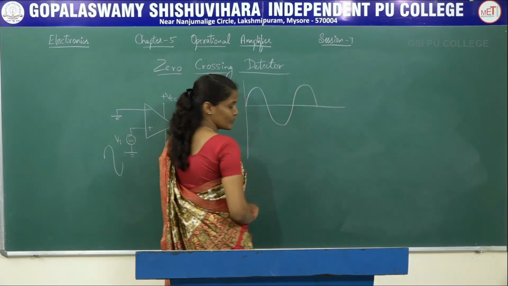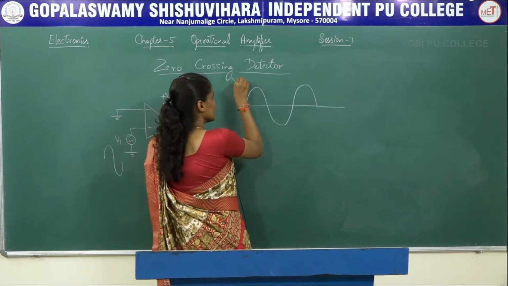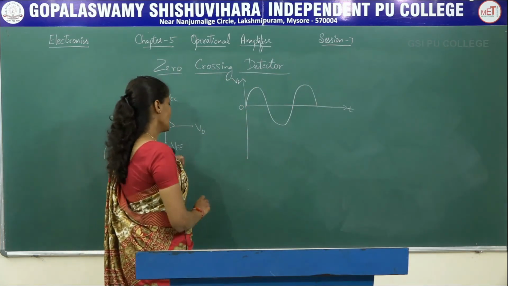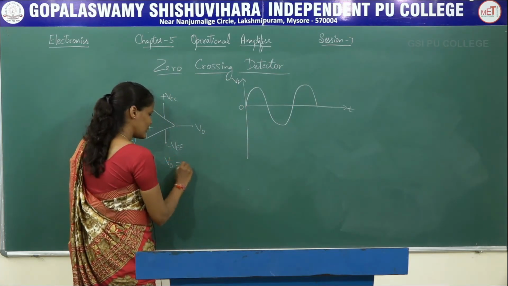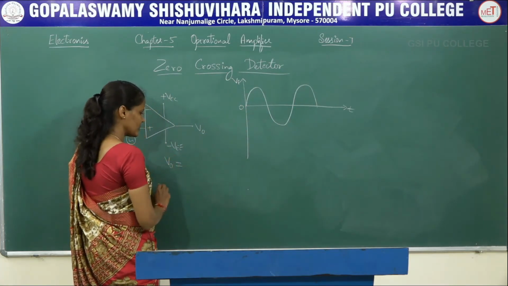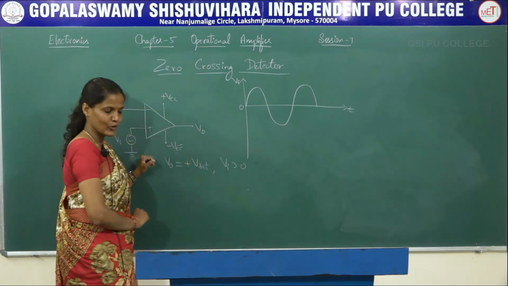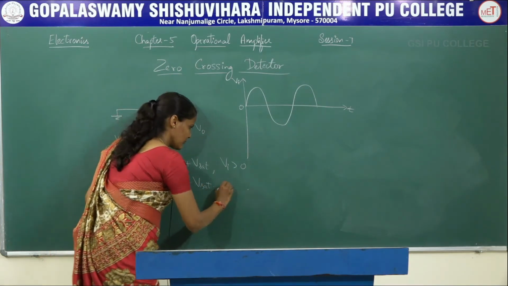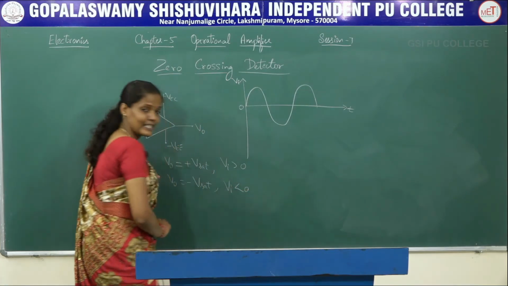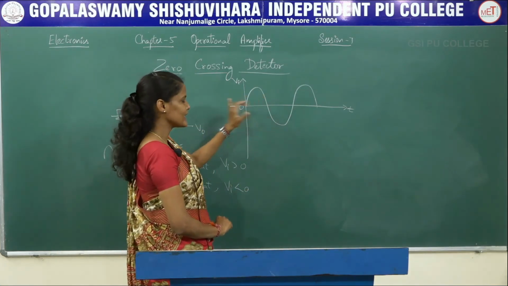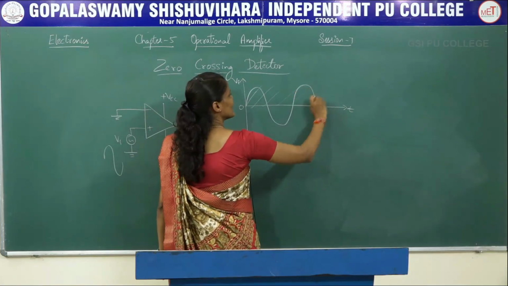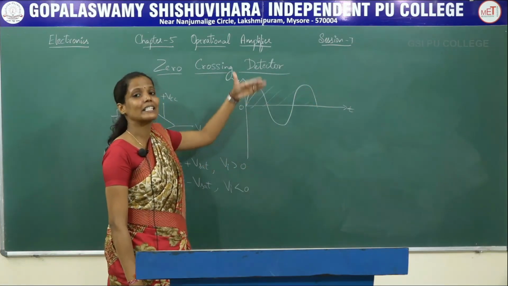If I consider this as the input signal Vi with respect to t, and this is equal to 0. Now the output voltage V0 will be equal to plus V saturation if Vi is greater than 0, and V0 will be equal to minus V saturation if Vi is less than 0. So this is the Vi waveform, that is the input voltage waveform. So these are the portions in which the input voltage is greater than 0.